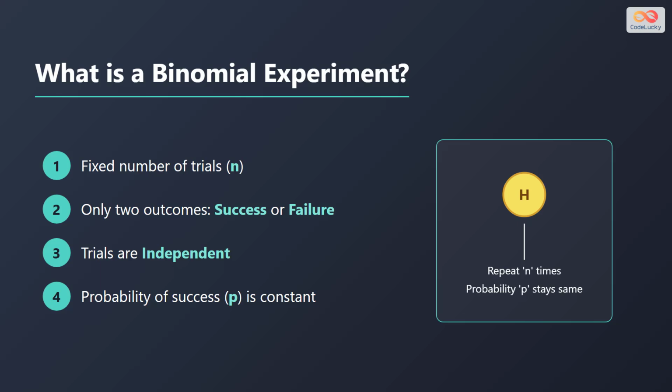Before we calculate the mean, let's quickly recall what defines a binomial experiment. First, there must be a fixed number of trials, which we call n. Second, each trial can only have two outcomes, success or failure. Third, every trial must be independent of the others. And finally, the probability of success, denoted as p, must remain constant throughout the experiment. Think of flipping a coin multiple times. That is a classic example.